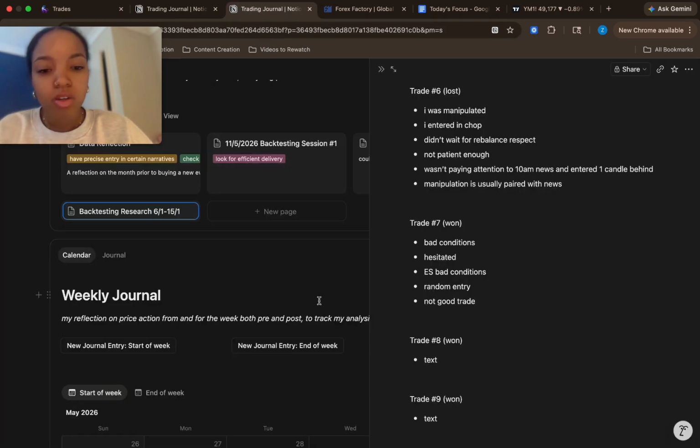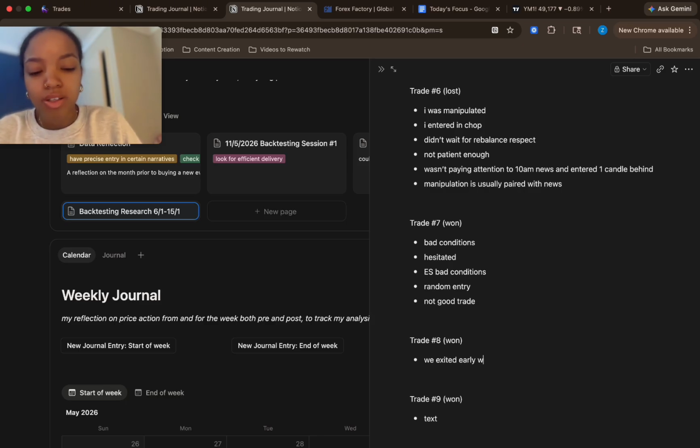Okay, so this one was good because we exited early when key drawn liquidity was met, because there was no protected stop.